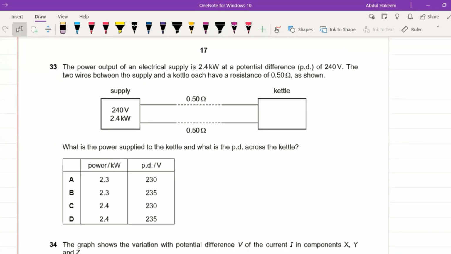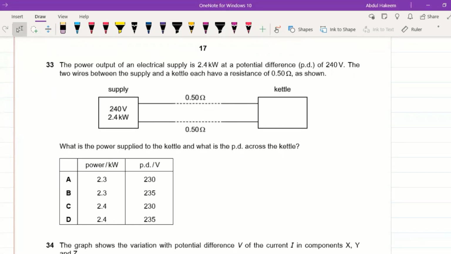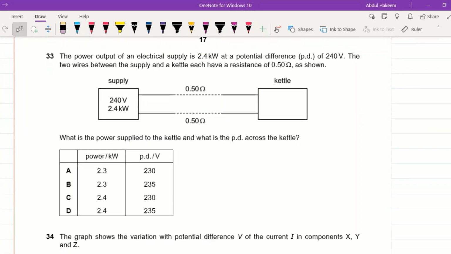The power output of the electric supply is 2.4 kilowatt at the potential difference of 240 V. The two wires between the supply and the kettle have a resistance of 0.5 ohm each, as shown. What is the power supplied to the kettle and what is the potential difference across the kettle? So first we have to calculate the power.